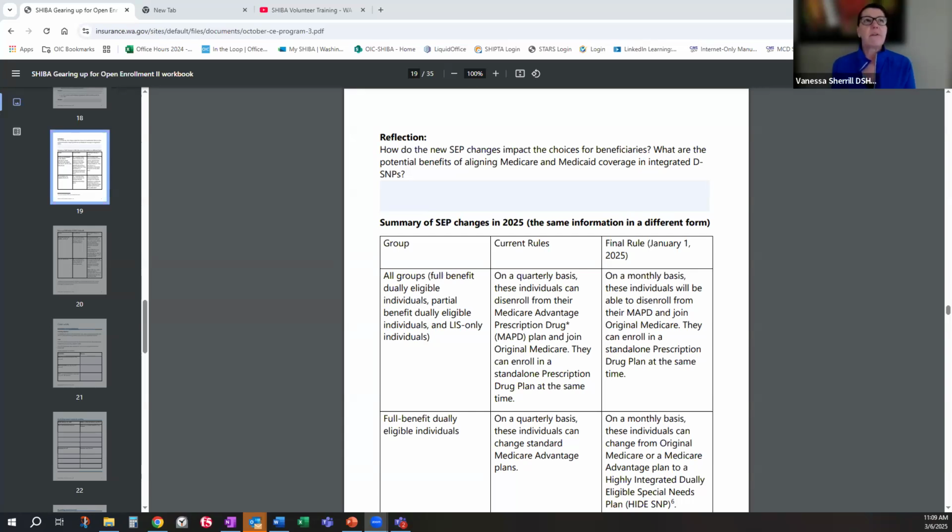With regard to the specific question, the way I discussed this special enrollment period, you can do it monthly. You can no longer do it quarterly. That is in the past, effective 1/1/2025. You can make a change to your Medicare D-SNP if the intent is to align it with your Medicaid coverage. We're really talking about those full duals.